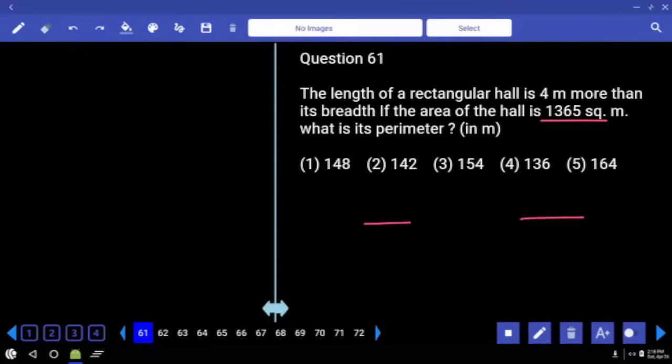Length and breadth. What is the difference between these two? I will treat one number as x plus 2, the other number as x minus 2.